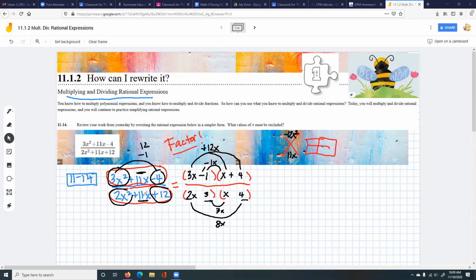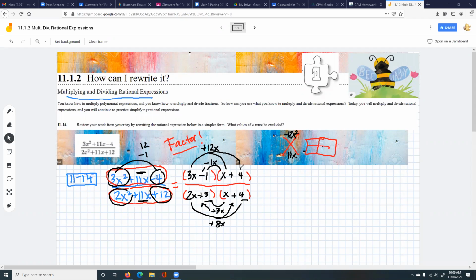Okay, so I want a positive. These are both positive. So that tells me, hey, that's going to be a plus. That's going to be a plus. If this is a plus, there's a plus right there. If that's a plus, the plus goes right there. So this is what we have so far: 3x minus 1 times x plus 4, over 2x plus 3 times x plus 4.